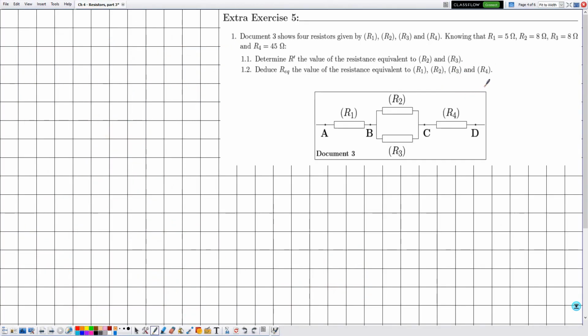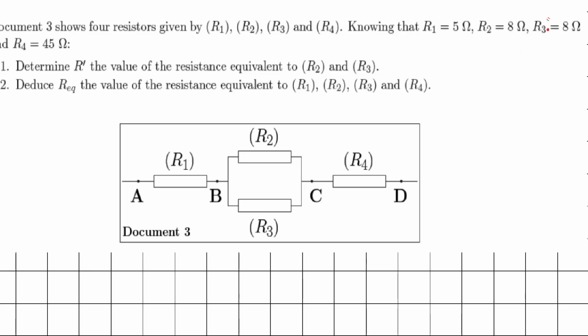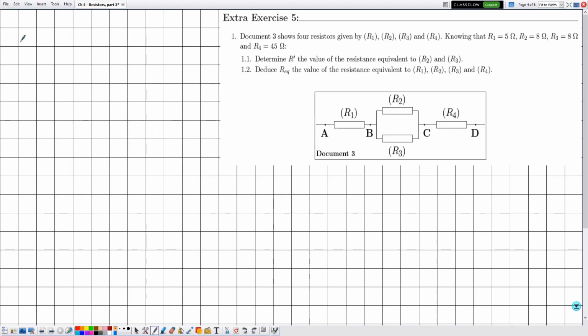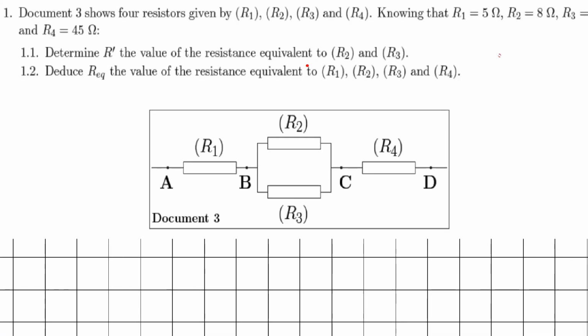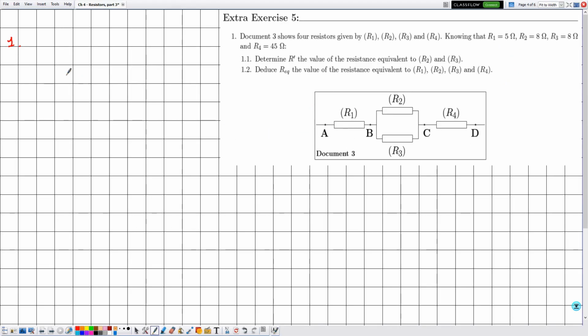Now as for extra exercise number 5, they are telling me document 3 shows 4 resistors given by R1, R2 and R3 and R4, knowing that R1 is equal to 5 ohms, R2 is equal to 8, R3 is equal to 8, and R4 is equal to 45 ohms. And number 1, they are telling me to determine R prime, the value of the resistance equivalent to R2 and R3. Notice that R2 and R3 are in parallel.